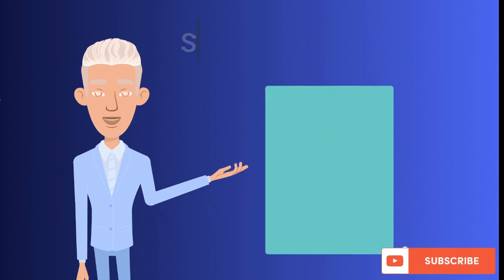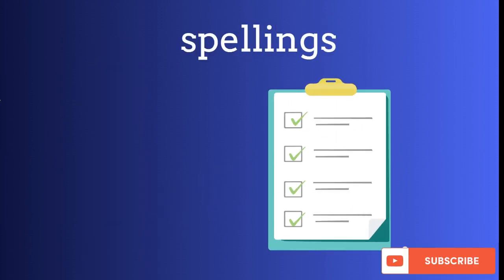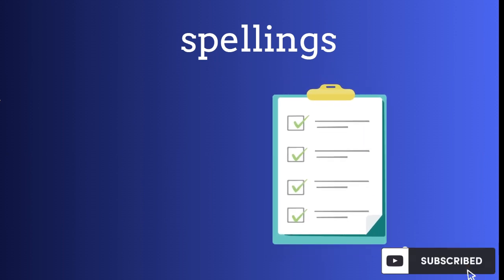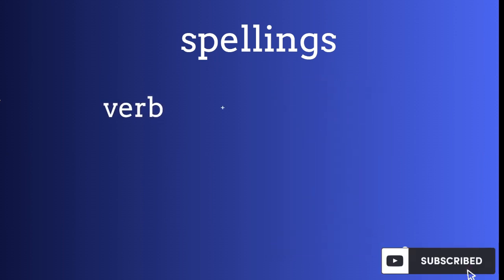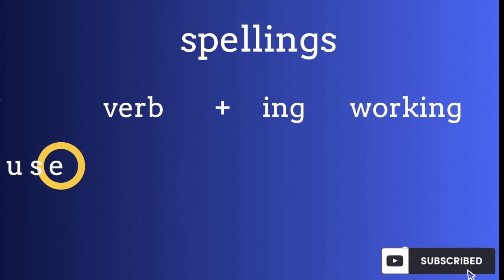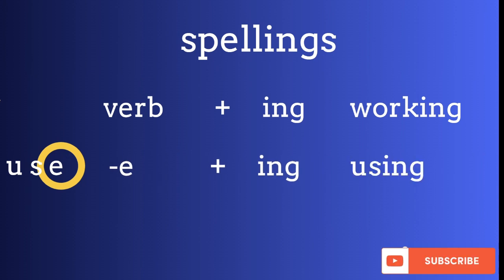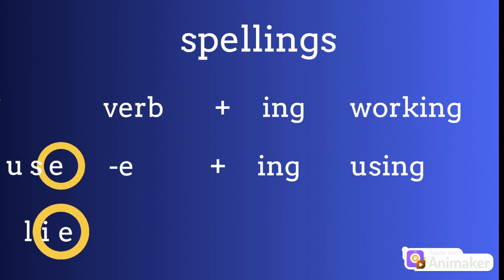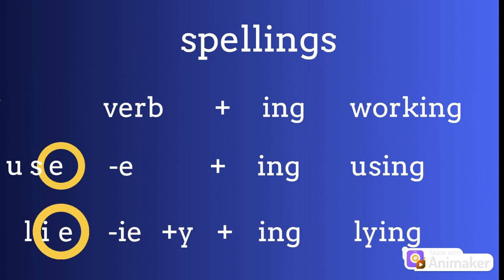Now let's look at how spelling changes work on the verb when we use present continuous tense. Most of the time you only have to add ing behind the verb, like working. But for verbs that end with the letter E, you drop the letter E and then add the ing. For example, use became using. And there are verbs that end with the letters I and E. In these cases, IE gets removed, and instead of IE we add Y before adding ing.